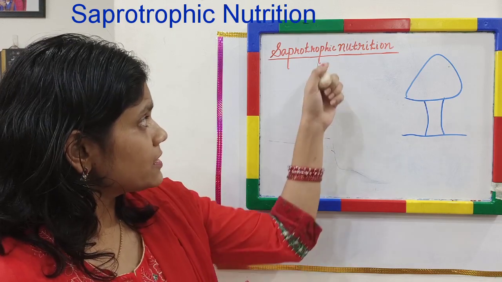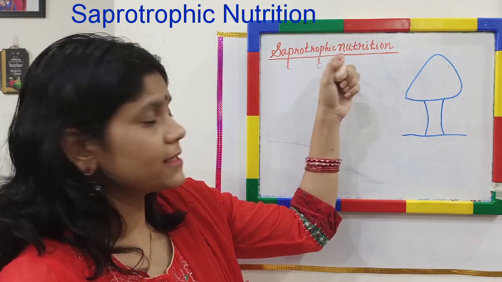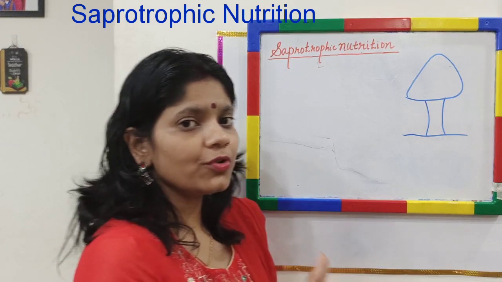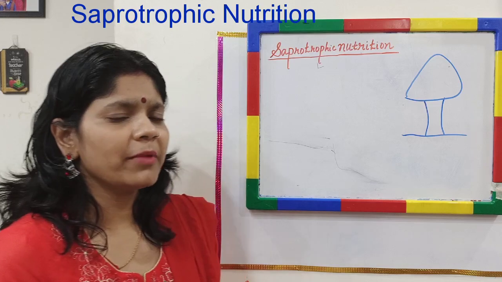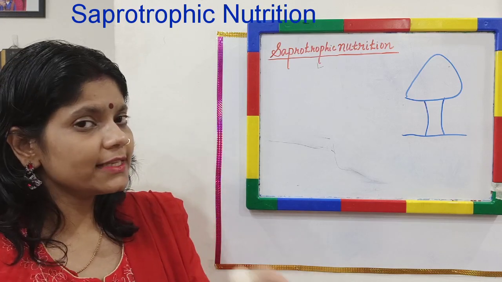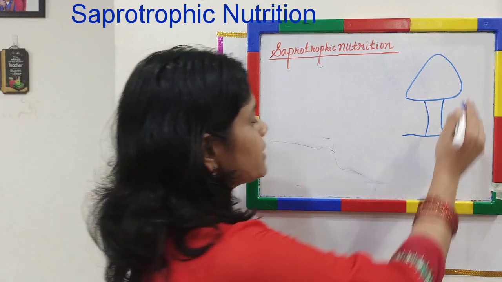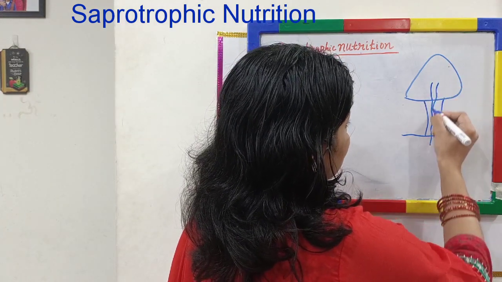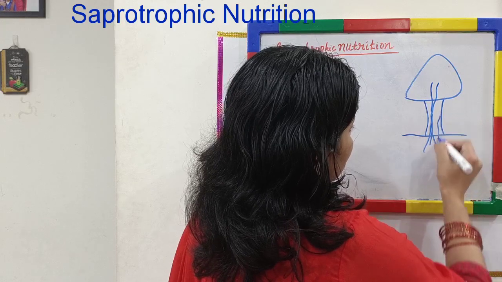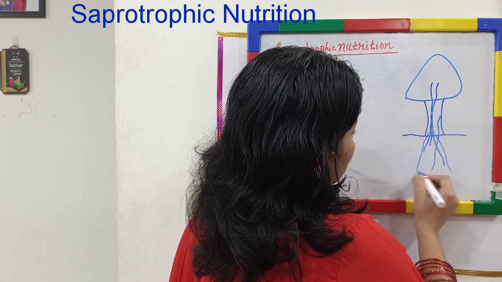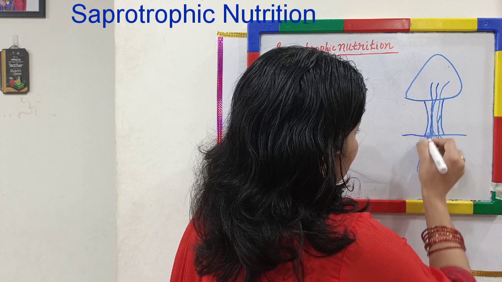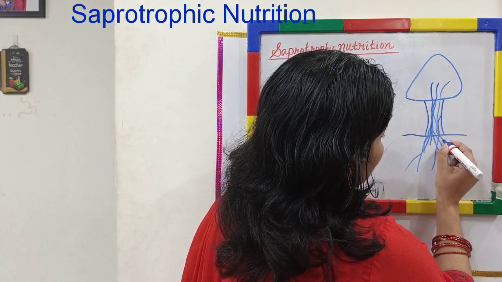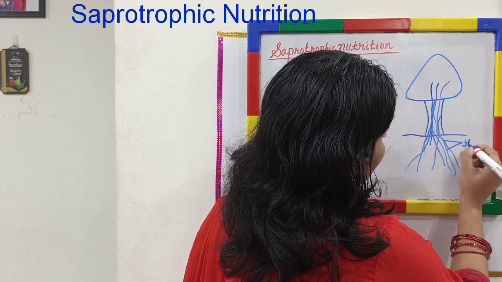Before starting the topic saprotrophic nutrition, let us see the structure of mushrooms. So if you or to that matter any fungus. So in general, the body of a fungus is made up of many thread-like structures. And these thread-like structures are called hyphae. What are these called? These are called hyphae.